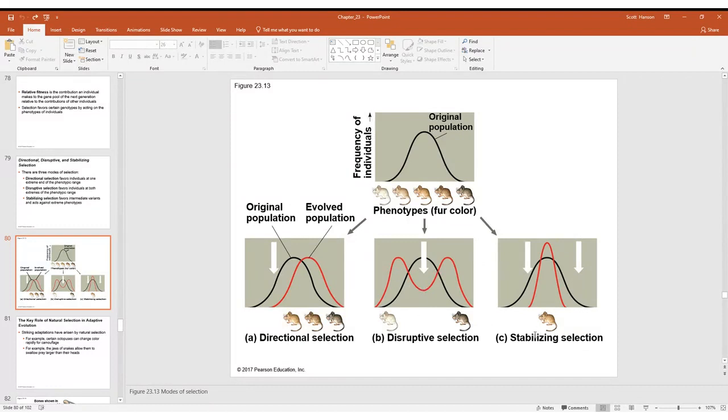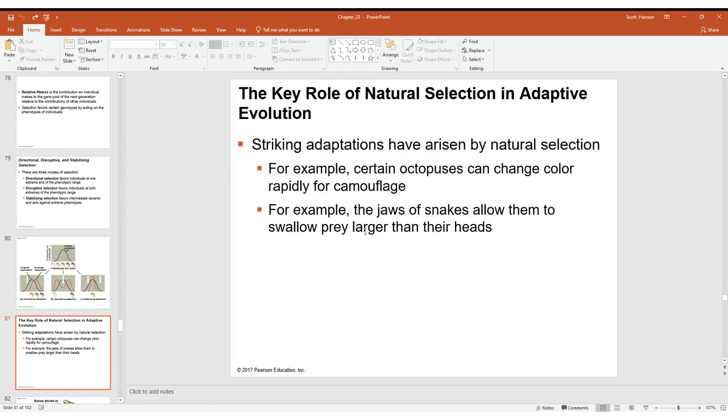Then the opposite effect is stabilizing selection, where selection works against those that are extremely light colored and those that are extremely dark colored, and it favors those that are more intermediately colored. And so this is the new distribution. Then it becomes even more concentrated in the middle, in the intermediate forms. And so those are the three different directions for selection.